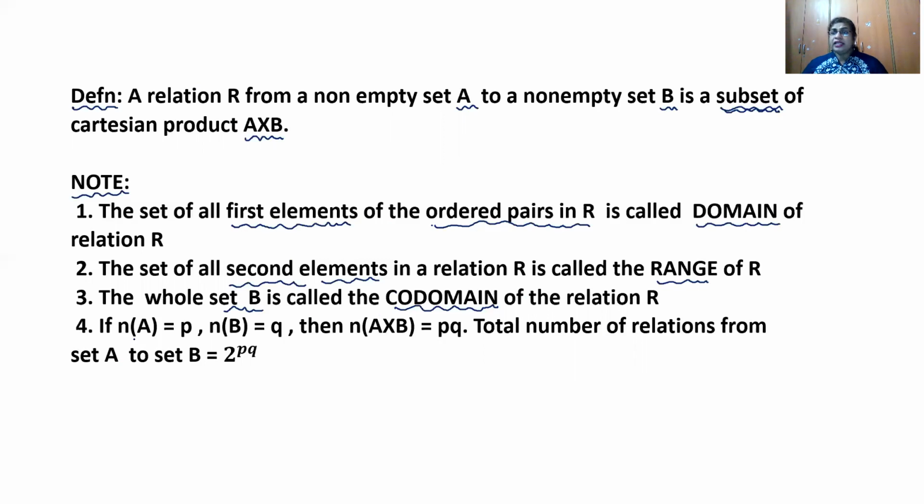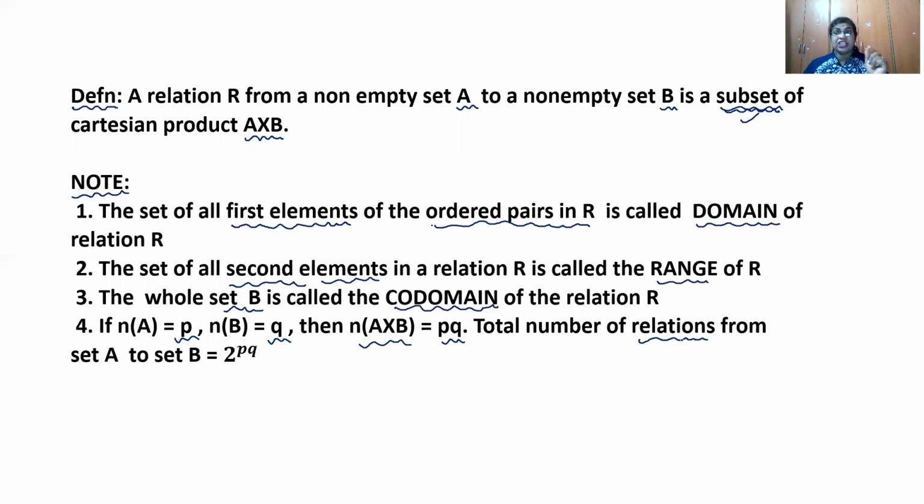So now what is relation word? Relation word means what should come to my mind? I had told you subset. Subset word means what should come to my mind? 2 to the power n. So all these terms and logic are interconnected. So suppose n of A, that means the number of elements in the set A, is equal to P, the number of elements in the set B is equal to Q, and the number of elements in A cross B is equal to PQ.